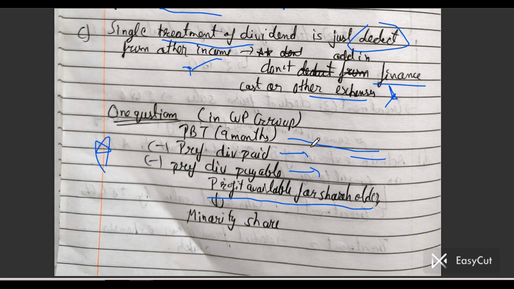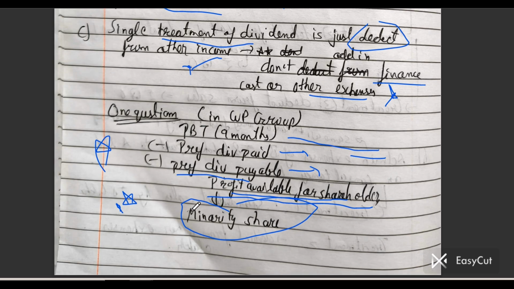There are some random figures; I will give you the question for the same. And you have to deduct preference dividend payable. By this you will get the profit available for shareholders, and from this you have to get the minority share. In most questions there is a loss in minority share, because I had solved 2 or 3 questions. I hope this will be so helpful for you.